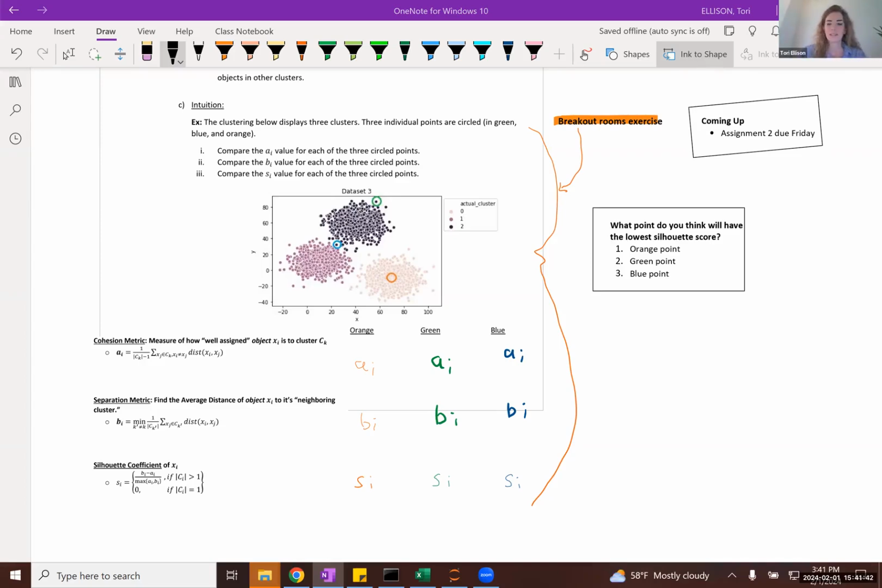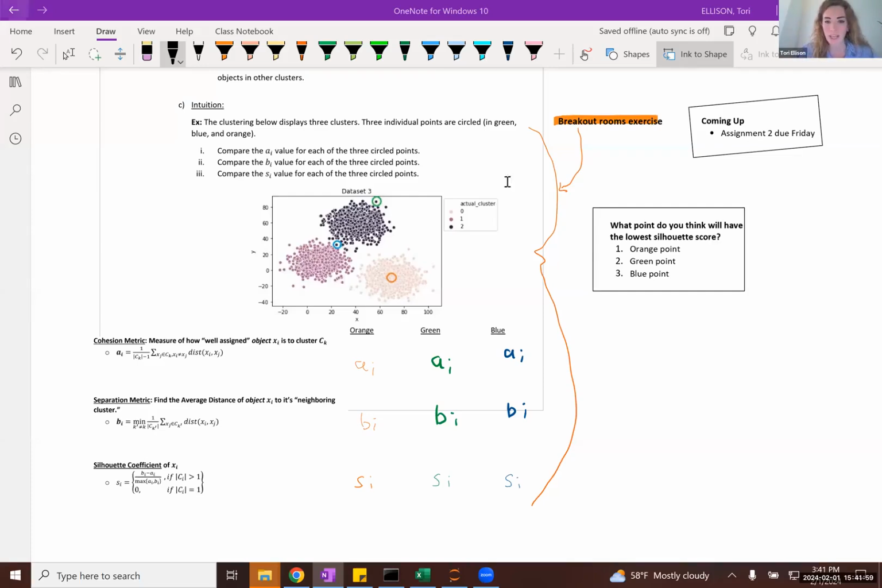Right, so welcome back. I'll give people a few more seconds to come back to the main room. And yeah, hopefully you were able to discuss some rough approximations for what these 3 points' silhouette scores might be.